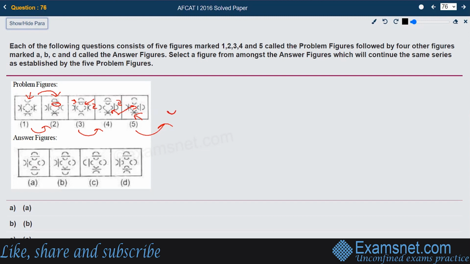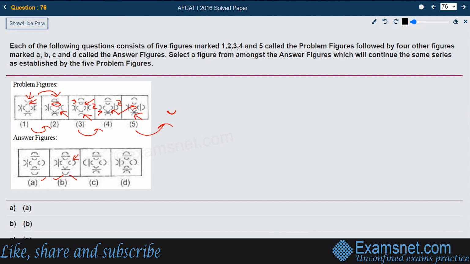If you have a closer look at the options given, this kind of look is available in B and A, but there's a line pattern also going on. Each time the line is also getting shifted. Earlier the line was not available here. In the next step the line was not available here. In the next step the line was not available here. If you follow this pattern, the line should not be available on the right one, which is option B. So answer B goes right.